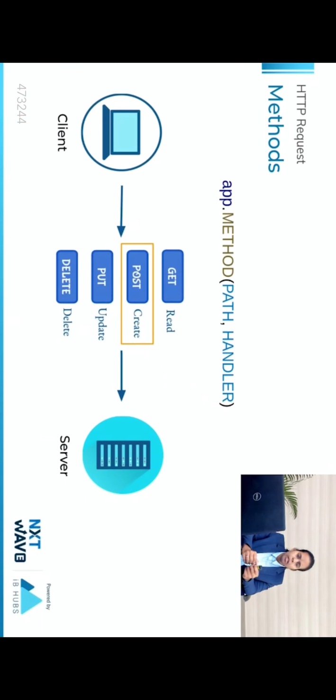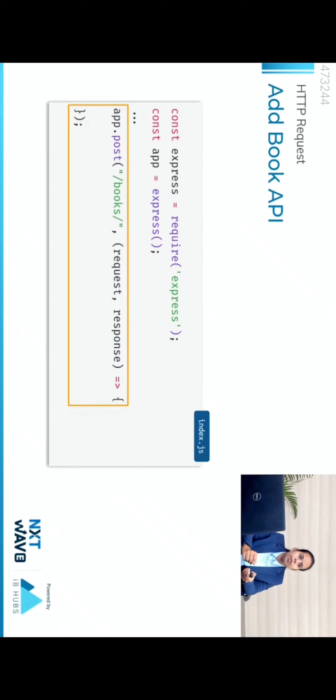Since we want to create some data, the method is POST. So we have to use app.post and the path is /books/. Coming to the handler, there you can see request, response, and the arrow function. The arguments are request and response.